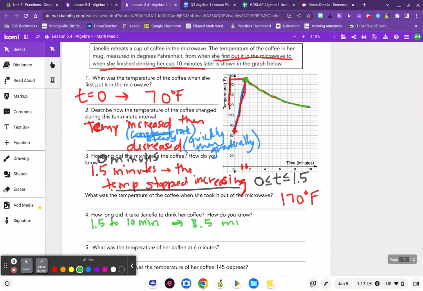How do you know? Well, the temp was decreasing. So it's out of the microwave, okay? It's not increasing in temp. And again, we can say that temp is decreasing, and it's decreasing over the time period 1.5 to 10. So we're going to talk about these intervals in which we're increasing or these intervals in which we're decreasing. And we're going to write those intervals over that period of time, which are values on the x-axis.